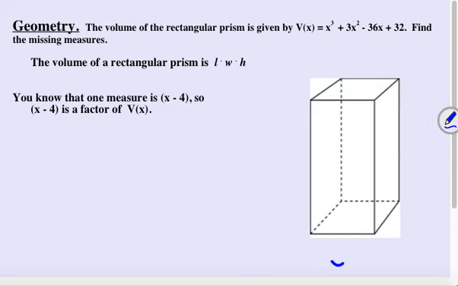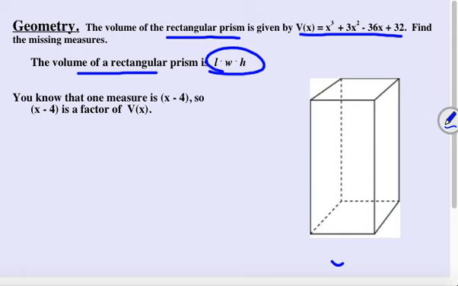Okay. The volume of a rectangular prism is given by this function, v of x. V is for volume, like I said, x cubed plus 3x squared minus 36x plus 32. It says find the missing measures. We know the volume of a rectangular prism is length times width times height. You know that one of the measures is x minus 4. So if x minus 4 is a factor of v of x, it divides into v of x.